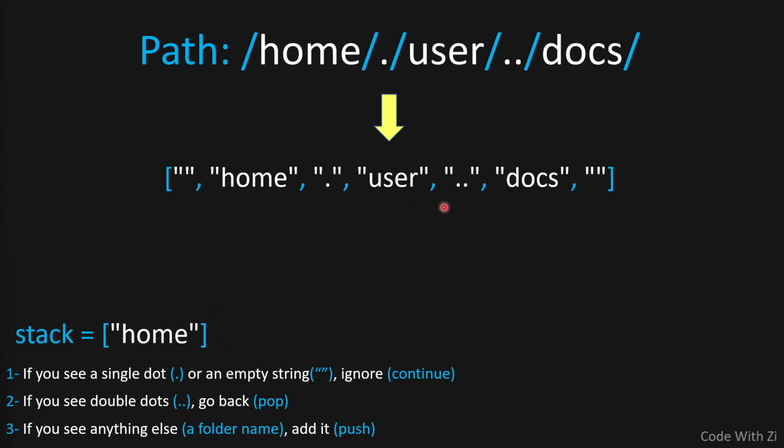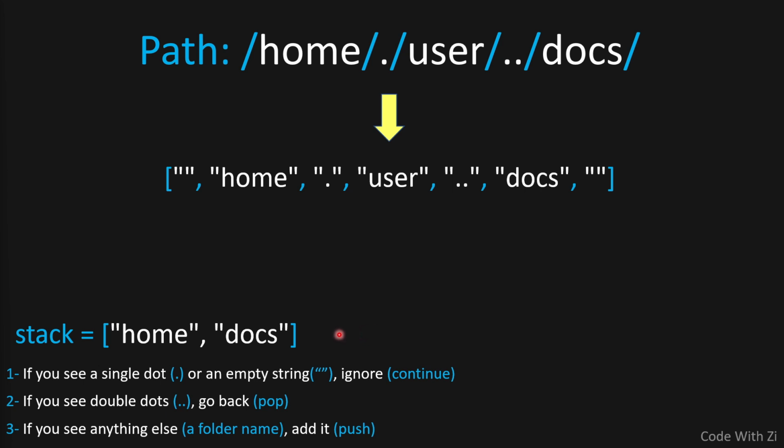And then we're going to move on to the next one. We have docs. We're going to be like, is it a single dot or an empty string? Not really. Do we have double dots? Not really. So anything else, just add it to our stack like so. Then we're going to get to the last one. And this is going to be an empty string. We're going to check if we have a single dot or an empty string. Well, would you look at that? We have an empty string. So we're just going to ignore it. And that's going to be it.